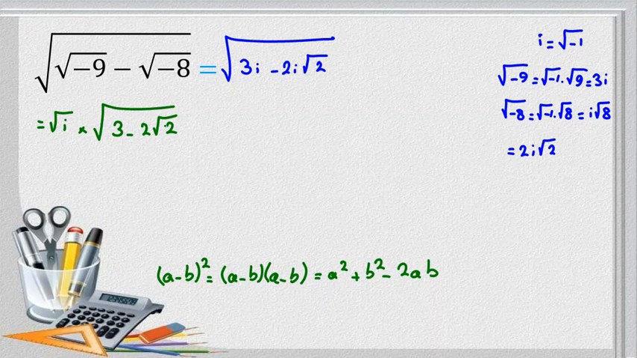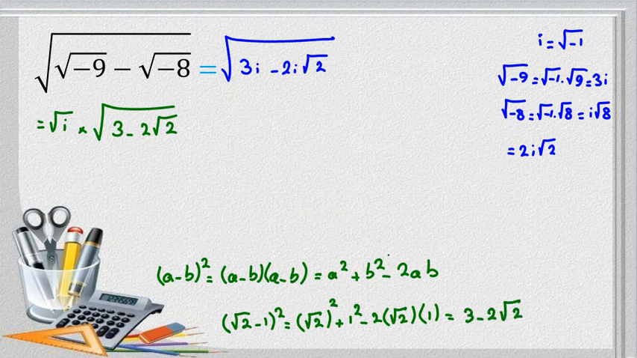Okay? Now by this part, we can conclude (root 2 minus 1) squared equals root 2 squared plus 1 squared minus 2 times root 2 times 1. So it will be root 2 squared, 2, plus 1, 3, minus 2 root 2. And it is exactly this. So let's write root i times square root of (2 minus 1) whole squared.